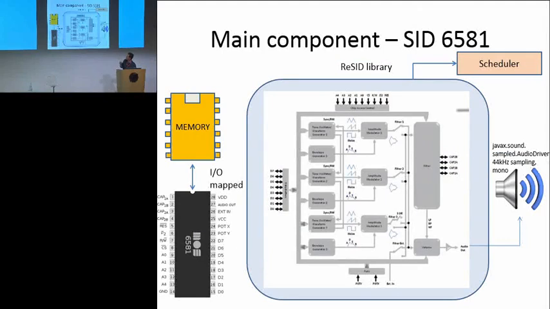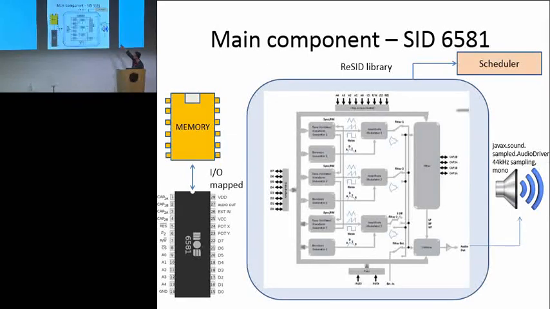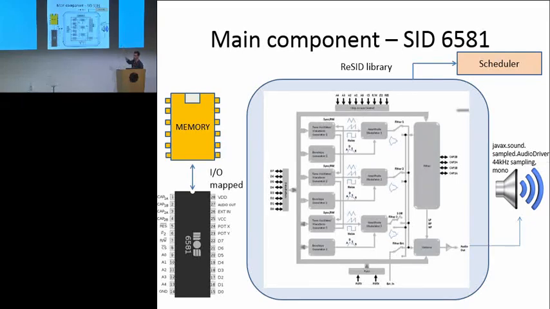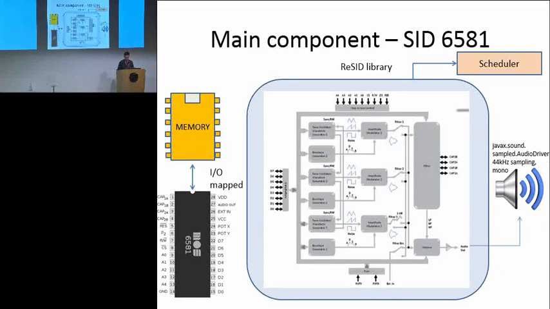It's the sound system. Just an annotation, we have to reach 44,000 samples per second, because this is the frequency of the original Commodore 64.